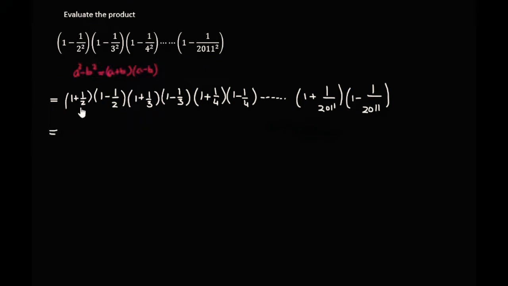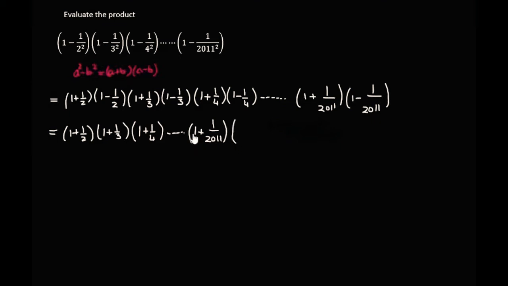Now I am rearranging this whole expression, combining the terms with the plus signs and the terms with the minus signs separately. First of all, I am combining the terms containing the plus sign. This is 1 plus 1 over 2, the next term is 1 plus 1 over 3, and the next term is 1 plus 1 over 4, and the last term is 1 plus 1 over 2011.